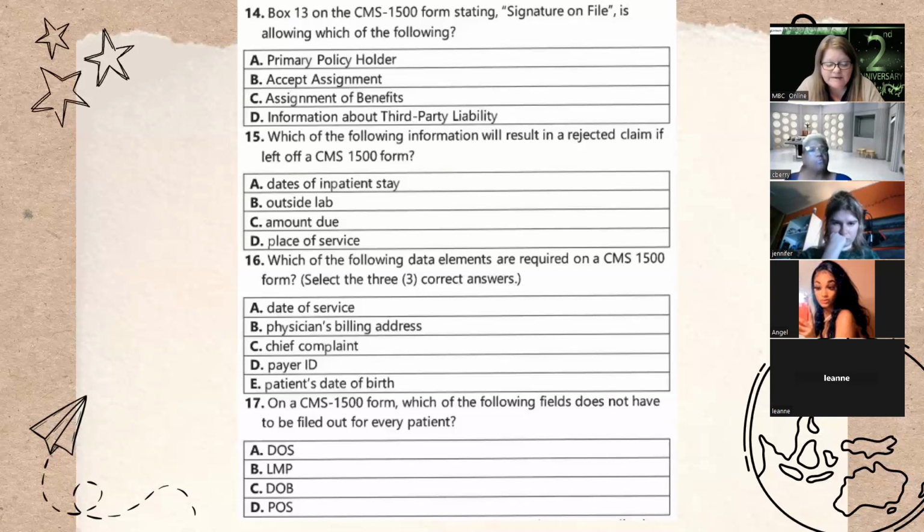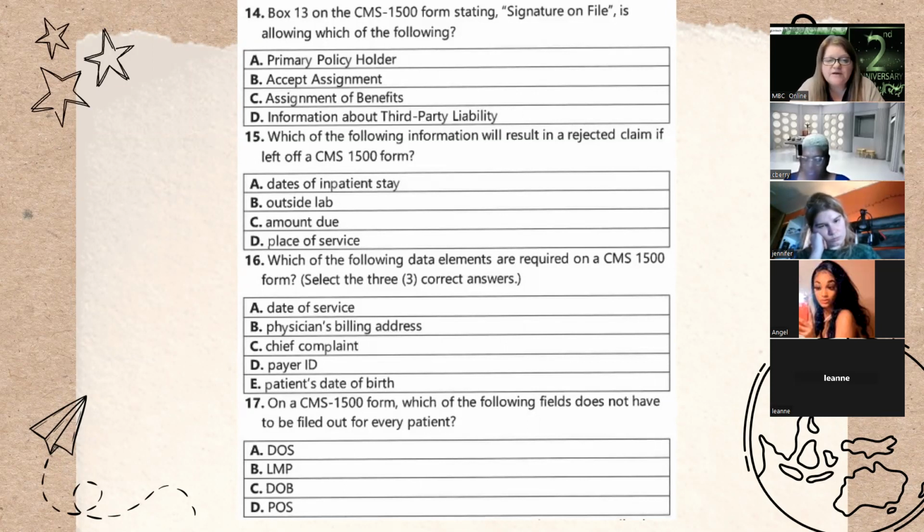Box 13 on the CMS form, stating signature on file, is allowing which of the following? Primary policyholder, accept assignment of benefits, information about third-party liability. Would it be C? It is C. Assignment of benefits. That's correct. That is correct. Remember, we talked about when the doctor goes under contract with the insurance company or the carrier, they have a signature on file, so they can put that on the claim.